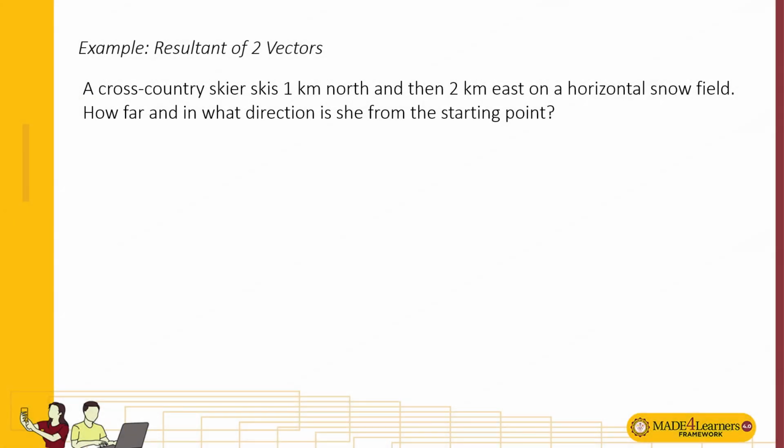So, an example on the resultant of two vectors. A cross-country skier skis 1 kilometer north and then 2 kilometers east on a horizontal snow field. How far and in what direction is she from the starting point?